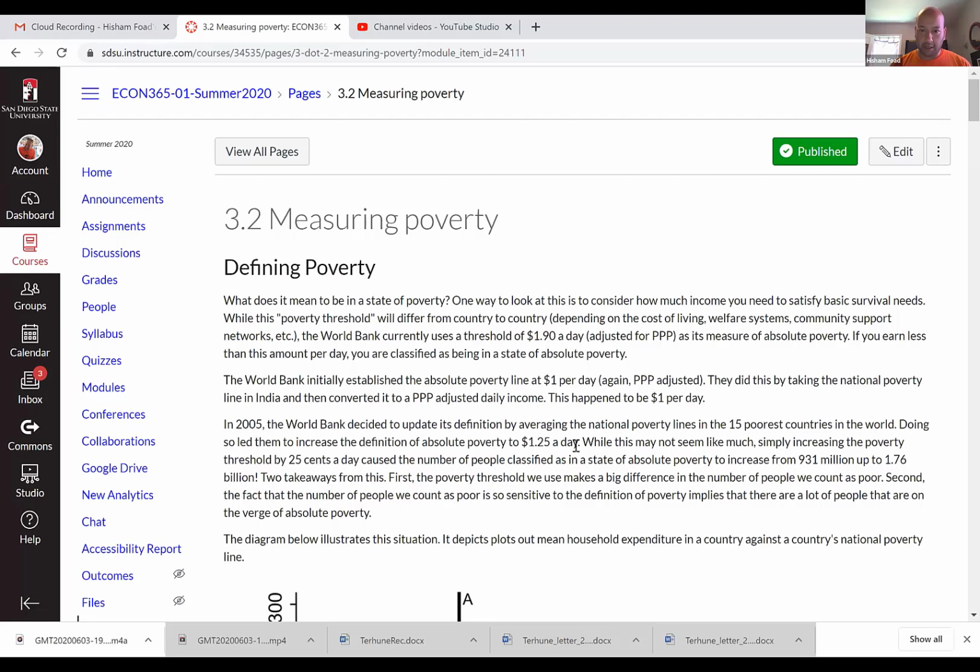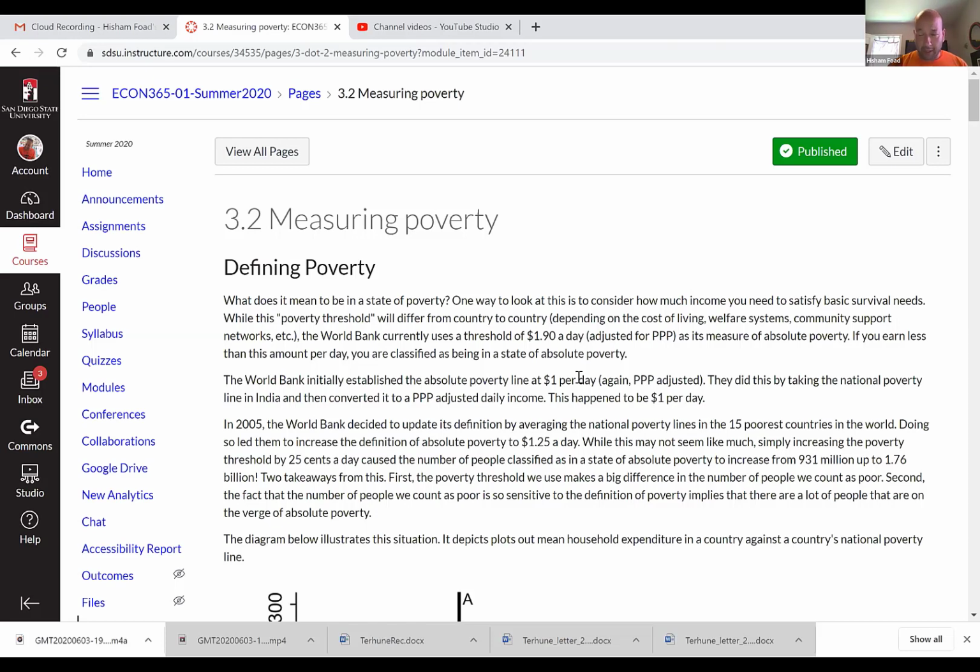Now, just to give you a little bit of historical context on this, initially when the World Bank came up with their definition of absolute poverty, what they did basically is they went to India and they said, all right, there's a lot of poor people in India. What's the poverty line in India? And then they converted that into PPP adjusted dollars, and it turned out to be about $1 a day. And so basically that was the initial definition of absolute poverty. If you earned less than PPP adjusted $1 a day, you were considered to be in a state of absolute poverty. In 2005, the World Bank decided, hey, let's do an update.